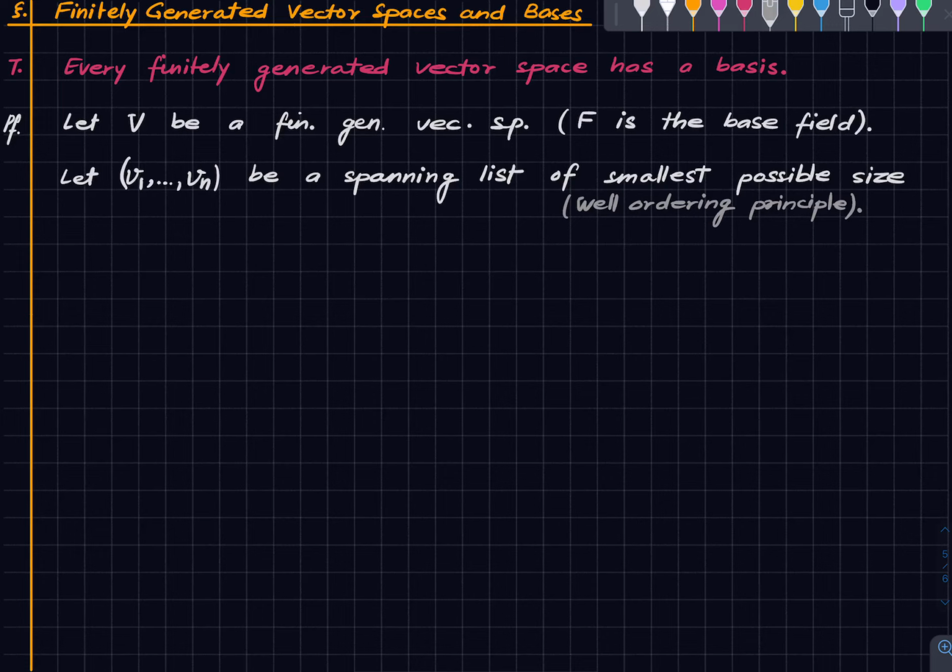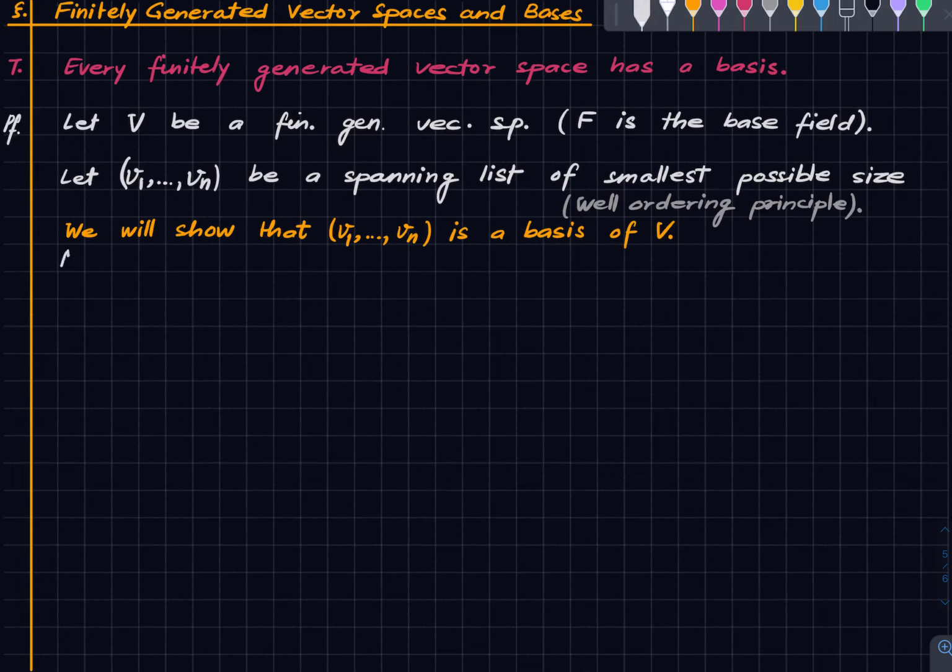Okay, so we have picked a spanning list of smallest possible size. We will show that this is a basis, and that will finish the proof. Okay, so this is already a spanning list. To show that this is a basis, all we now need to do is show that this is a linearly independent list. So we will proceed by contradiction.